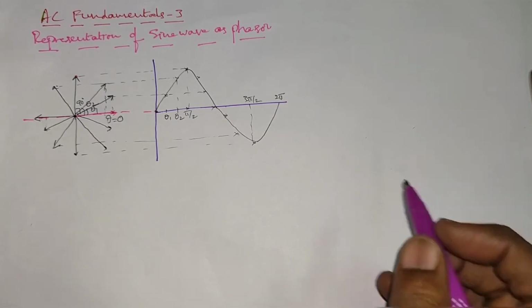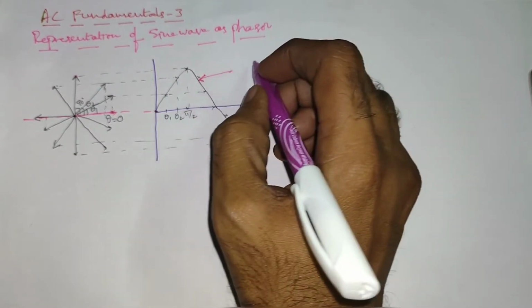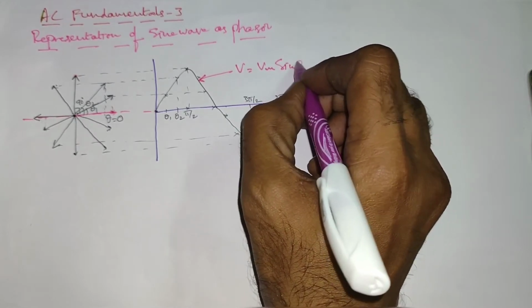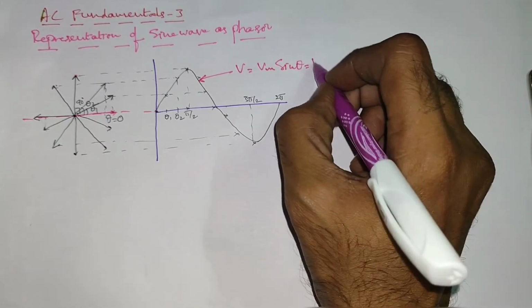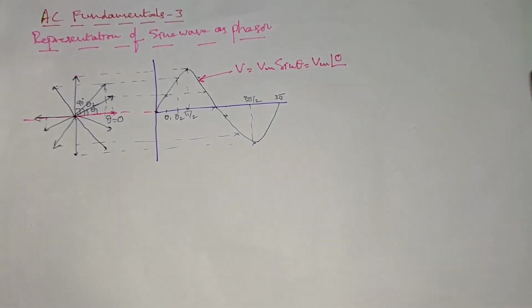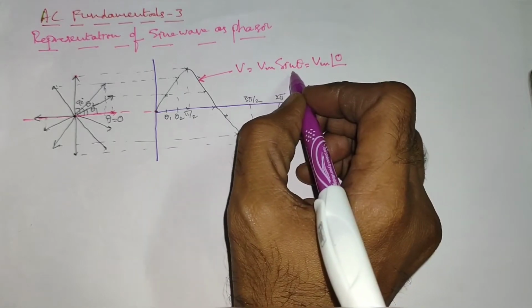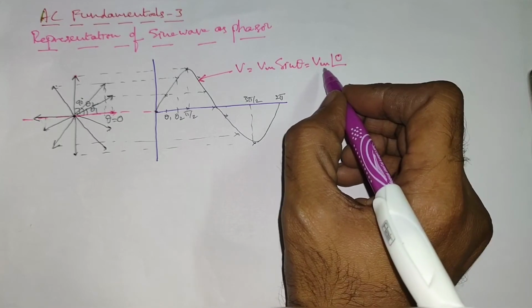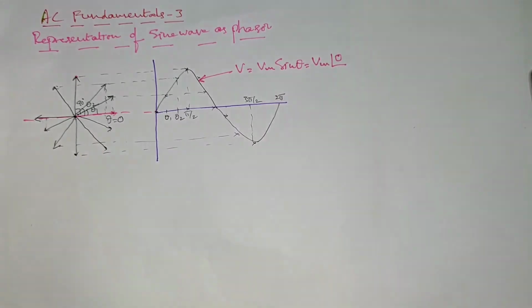Next, the equation of this waveform is given as V = Vm sin theta, and now this can be represented as a phasor having a maximum value of Vm at a reference of theta equal to 0. So this is how a sine wave is now being represented as a phasor. This is the magnitude of the phasor, and this is the reference with respect to theta equal to 0.